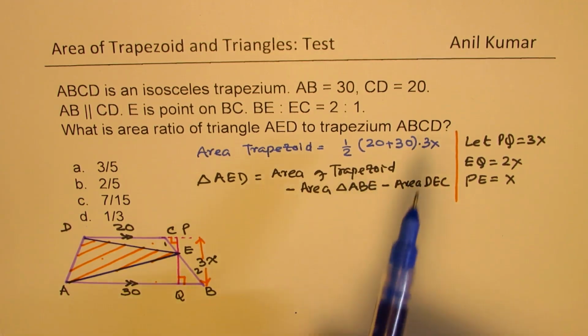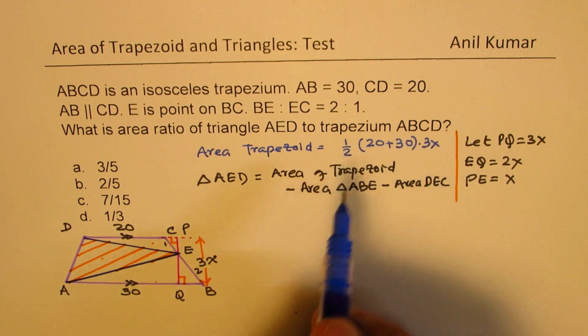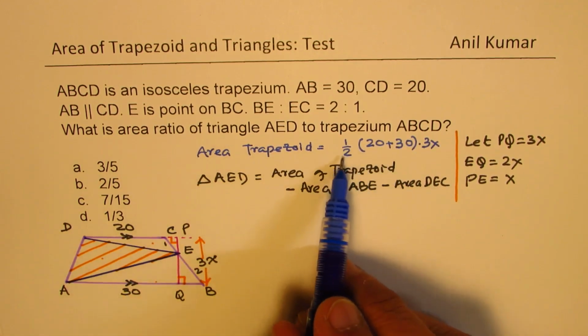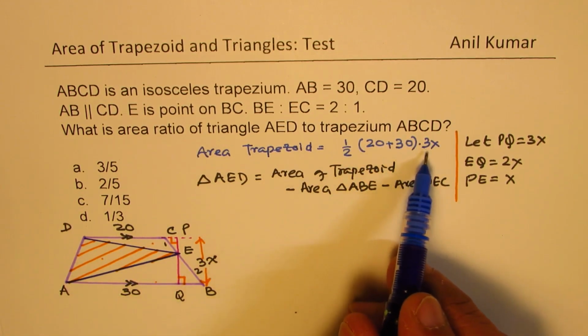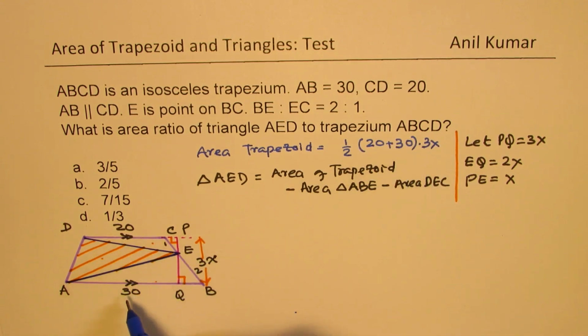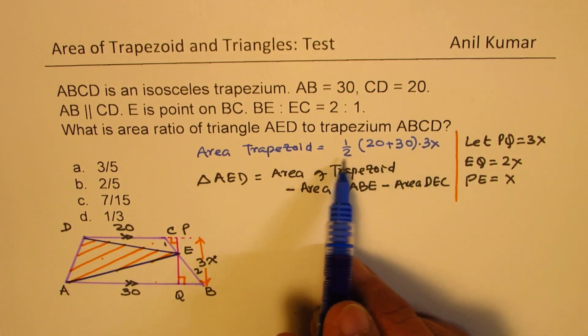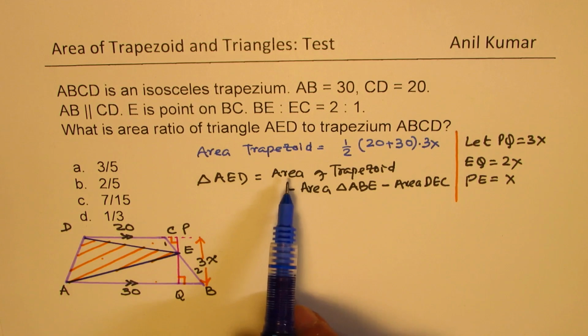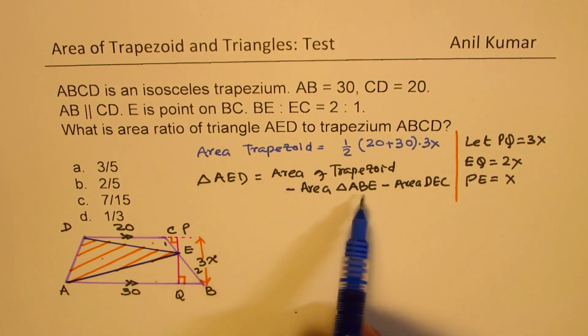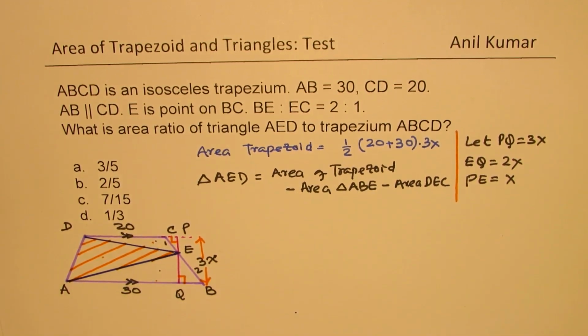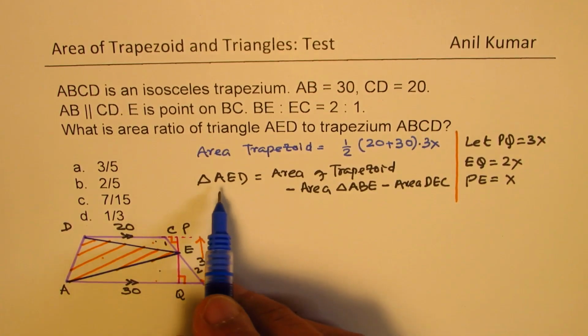Now, the area of the trapezoid is half of 20 plus 30 times 3x, so half of 50 times 3x. That is the area of the trapezoid. And from this area, we are going to take away the area of these two triangles. Right? The area of a triangle is half base times height, right?